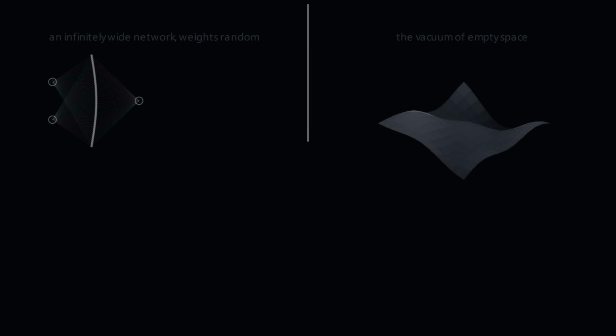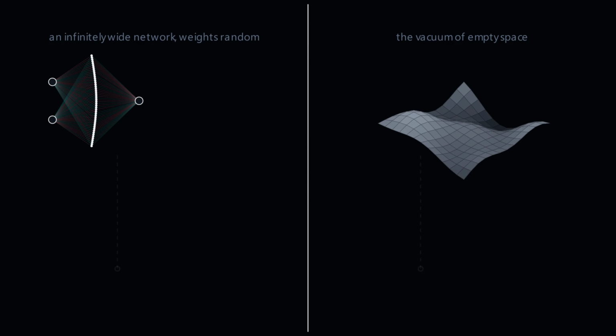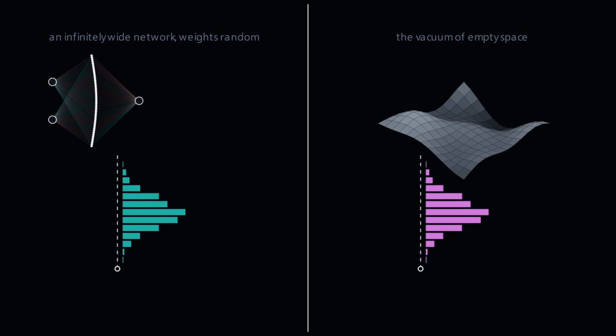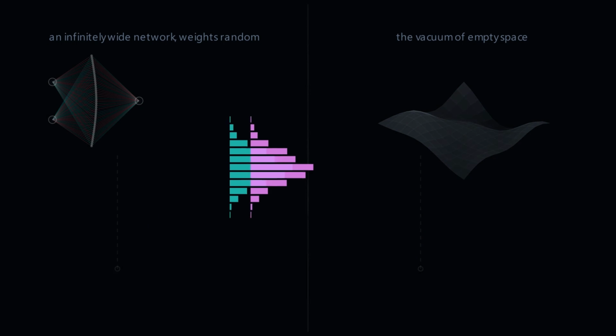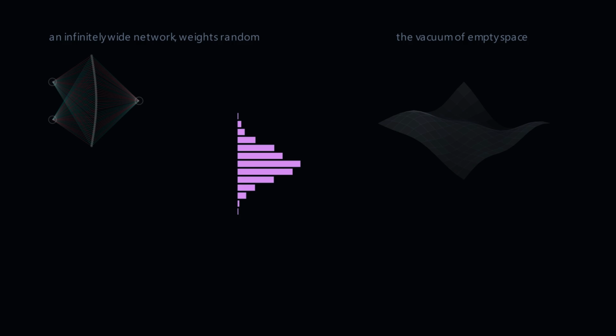Left, an infinitely wide neural network, a piece of software with its weights set at random. Right, the vacuum of empty space. Same measuring instrument. Same bell curve. These two things are not similar. On this measurement, they are indistinguishable.